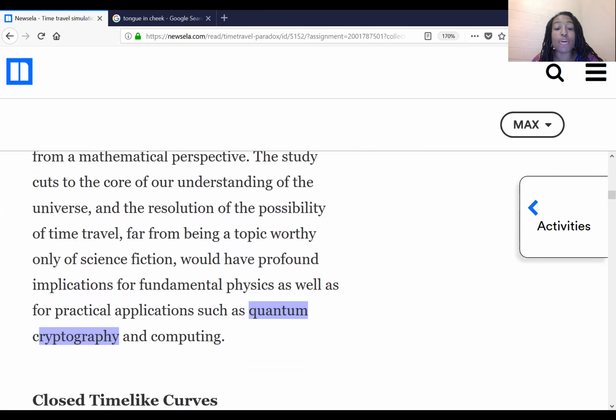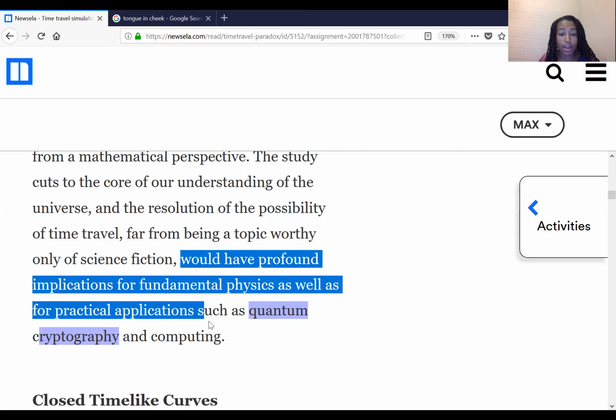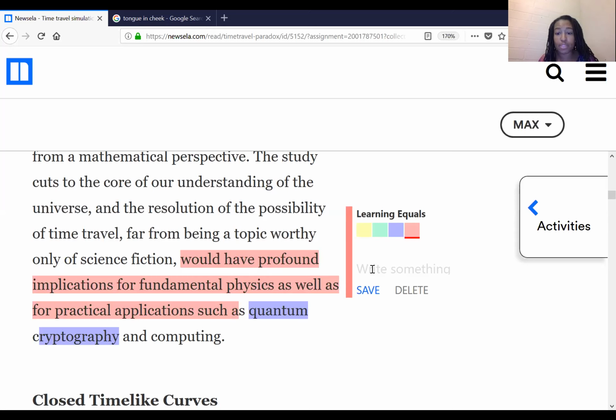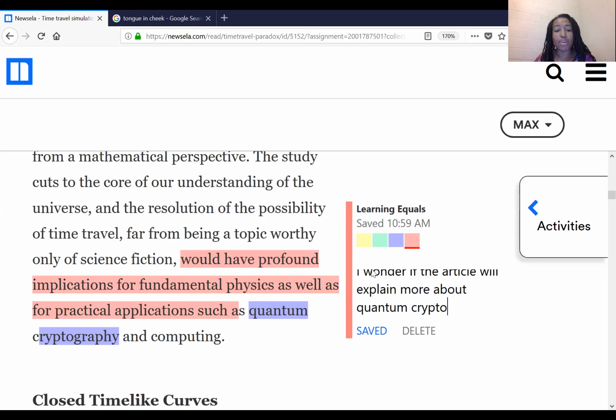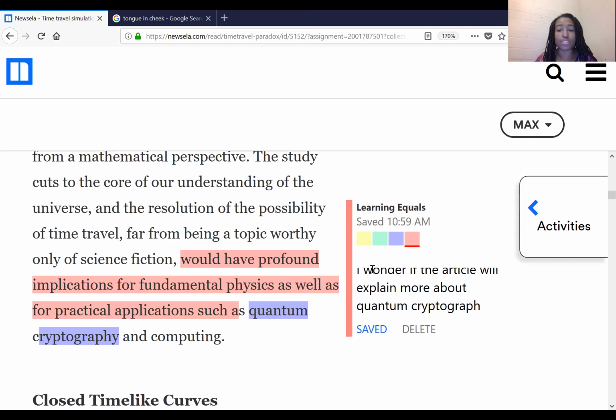And then I did one more highlighting of quantum and cryptography, because I hope that further on in this article, they're going to explain those things to me. And maybe I can actually add that as a question too. I'm going to put, I wonder if the article will explain more about quantum cryptography. And that word cryptography is telling me a lot too.